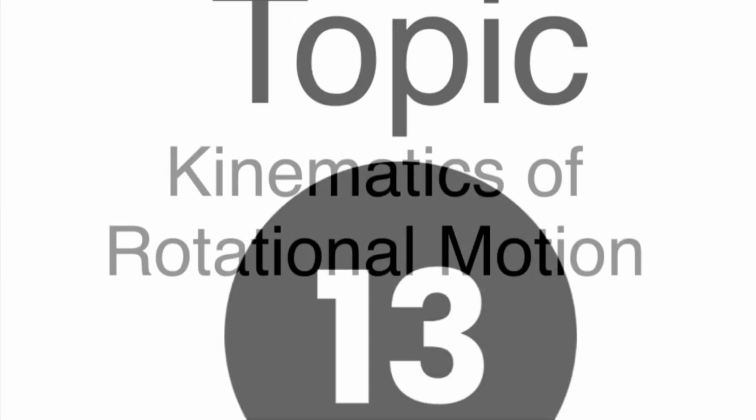Topic 13. Kinematics of rotational motion. The linear motion of an object refers to the movement of an object in a linear direction, as the name says. It depends on the speed, distance, and acceleration.